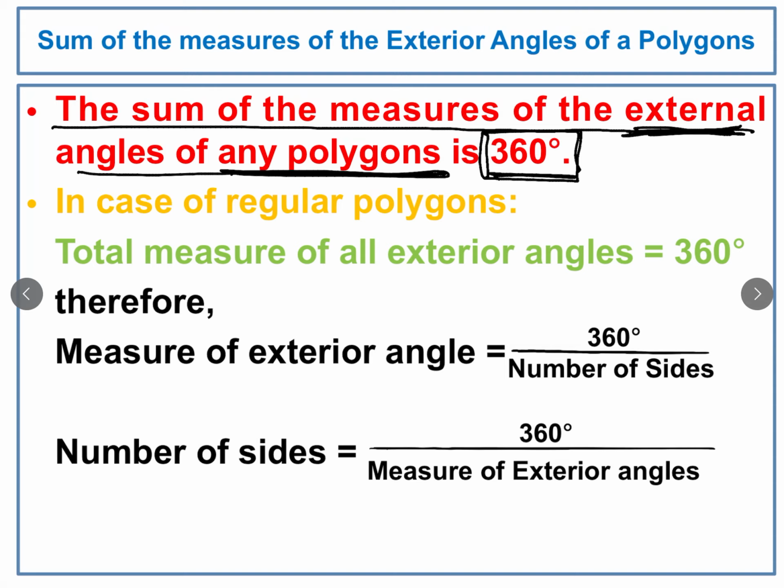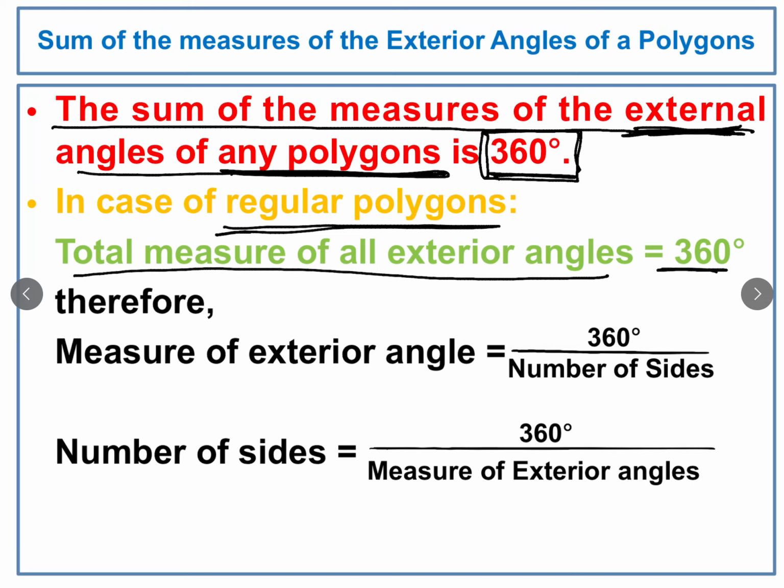Now suppose we have a regular polygon, which means all the angles are equal and the length of each side is equal. Such polygons are called regular polygons. As we know, the total measure of all exterior angles is 360 degrees. So from here we can find the measure of each exterior angle by dividing 360 by the number of sides.